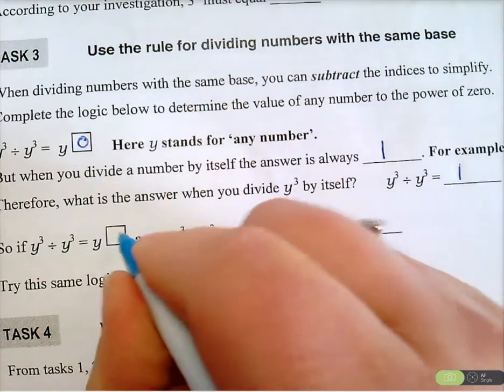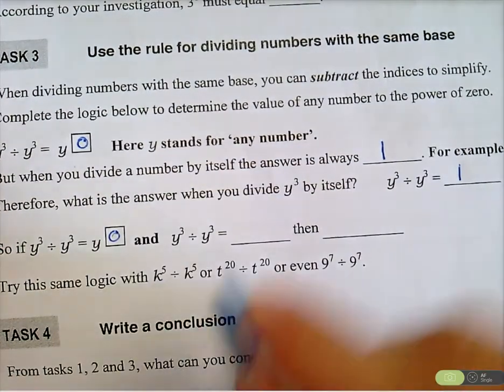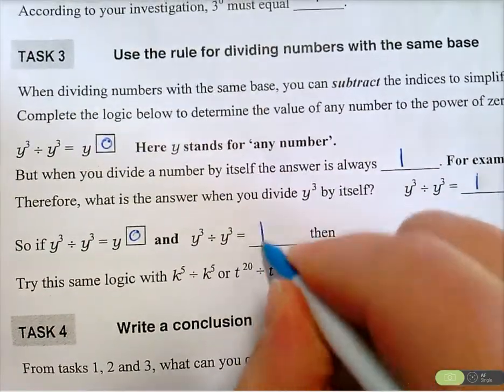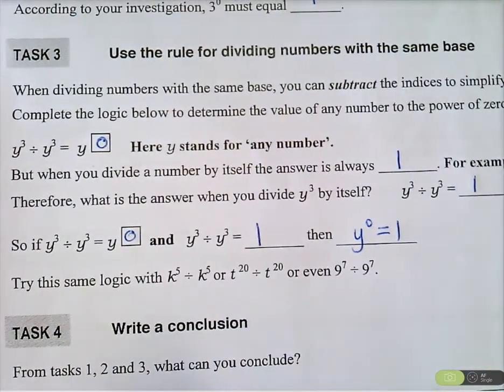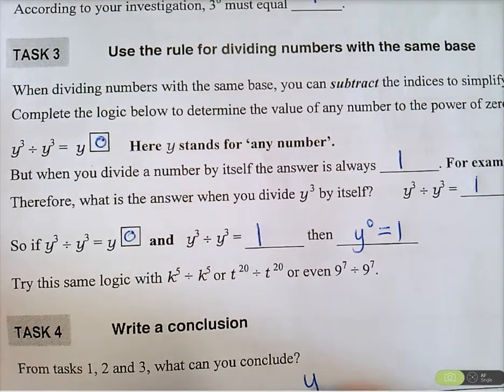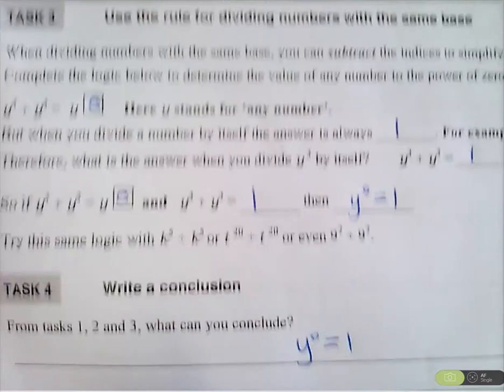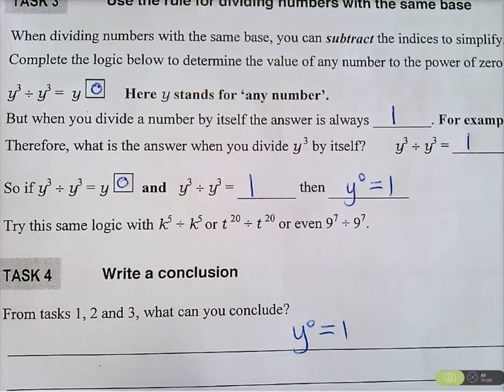y cubed divided by y cubed is y to the 0, and y cubed divided by y cubed is 1, therefore y to the power of 0 is 1. It's just showing in a couple of different ways why y to the power of 0 is 1. Okay? So basically, what can we conclude? That any number or pronumeral to the power of 0 is 1.